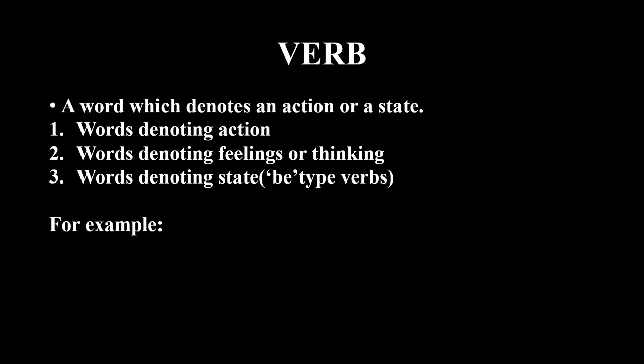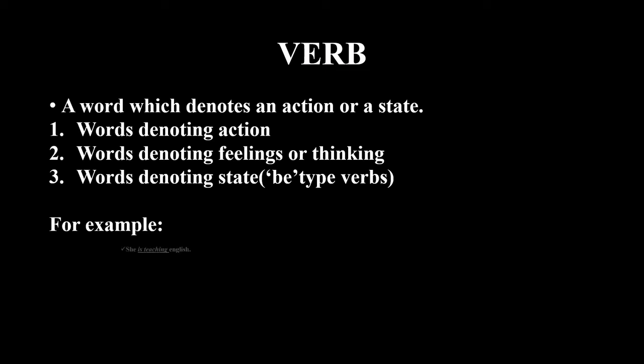Next is verb. A verb is generally defined as a word which denotes an action or a state. While understanding the use of verb as a part of speech, three things are to be kept in mind. There are three categories of words which are put under this category. Number one, the words denoting action. Number two, the words denoting feelings or thinking. Number three, words denoting a state, a situation.